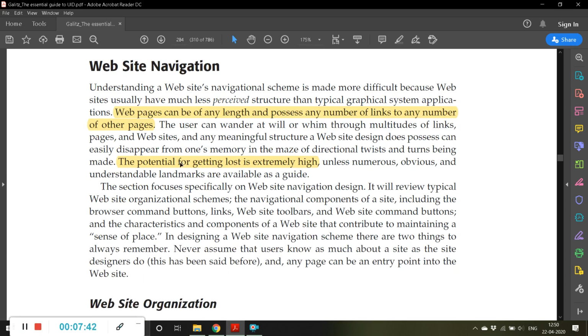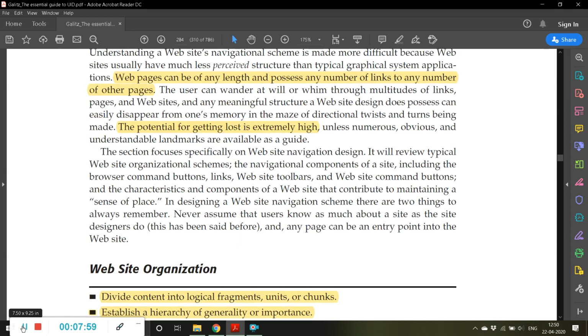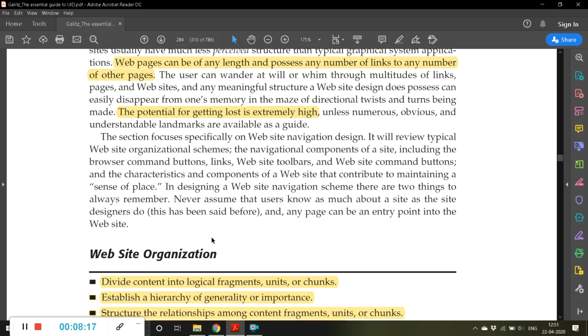Then next is website navigation. Web pages can be of any length and possess any number of links to any number of other pages. The potential for getting lost is extremely high in website navigation. However, it is not the same case with standalone systems and applications, where everything is clearly defined and follows a well structured methodology. It is not the same case with website design.